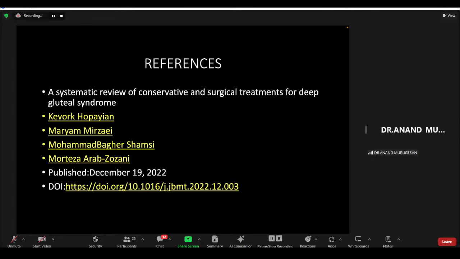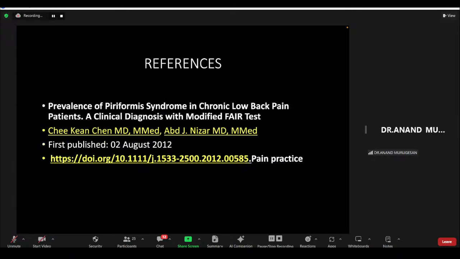A systematic approach is clearly explained in the discussion part of this article, which states that when a patient has gluteal pain, it has to be evaluated in terms of differential diagnosis, not just sciatic nerve of spinal origin. It's a good article on the deep gluteal syndrome, that's why it's mentioned as deep. It's not sciatica.